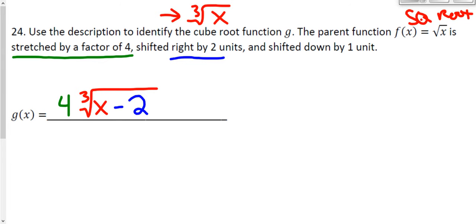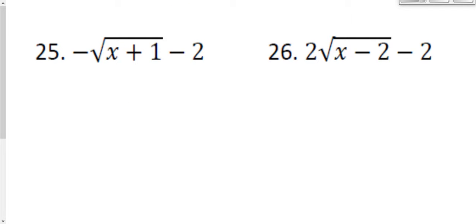And last but not least, it wants us to move down by 1 unit. So I'm going to have to put a little minus 1 at the very end for a vertical shift down 1. And that's it for question 24. Up next, we're going to take a look at how some functions have been transformed. And then we're going to have to state the domain and range.